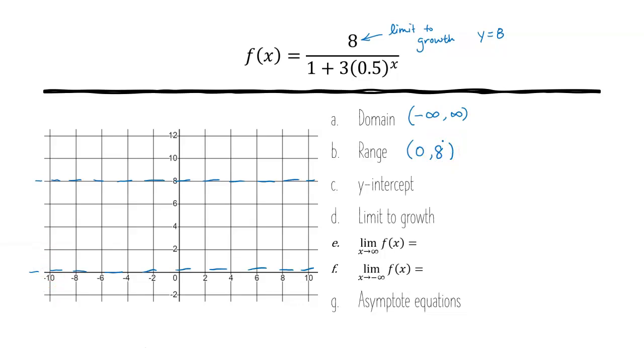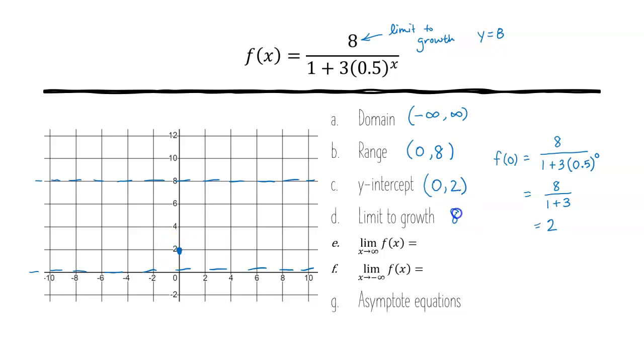Now for the y-intercept, we have to do some math, so we're going to go ahead and do that. We're going to plug in 0, and we get 8 times 8 over 1 plus 3 times 0.5 to the 0 power. Anything to the 0 power is 1, so we have 8 over 1 plus 3. Since 1 plus 3 is 4, this is going to be 2. Our y-intercept is going to be 0, 2, right here.